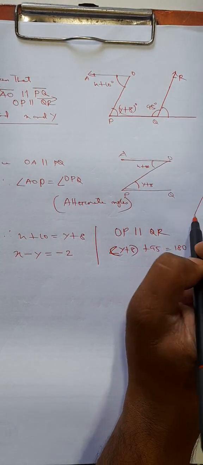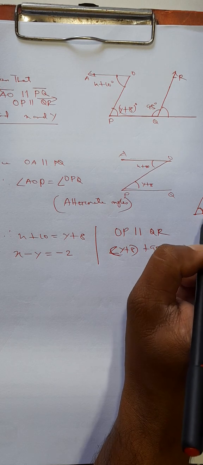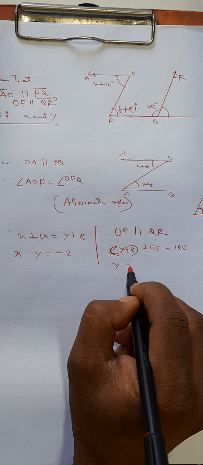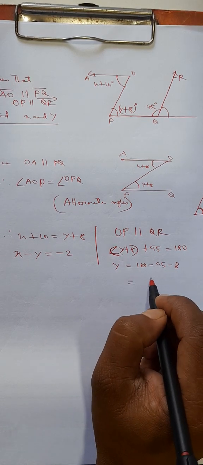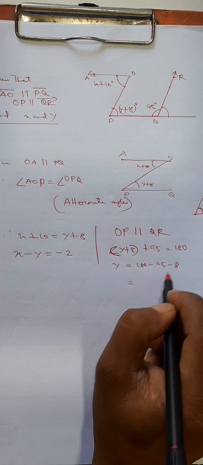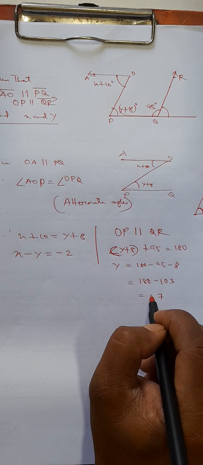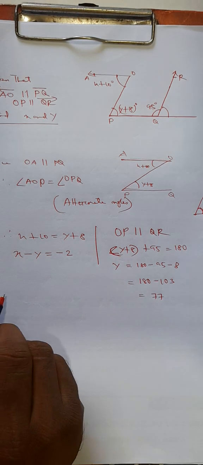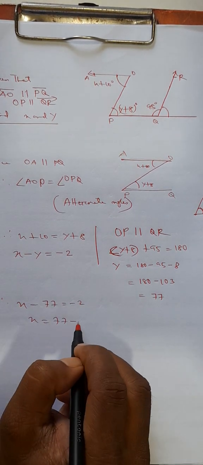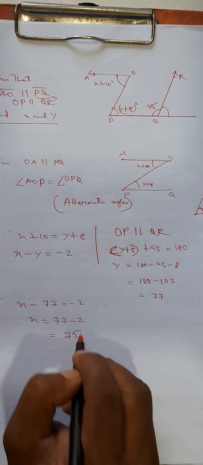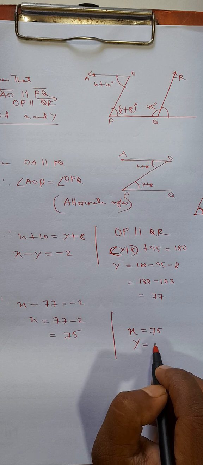See, these are two parallel lines. This is a transversal. Sum of the interior angles on the same side of the transversal are supplementary. So y equal to 180 minus 95 minus 8. 180 minus 103 is 77. So you got y equal to 77. Therefore x minus 77 equal to minus 2, x equal to 77 minus 2, x equal to 75. So you got x equal to 75, y equal to 77.